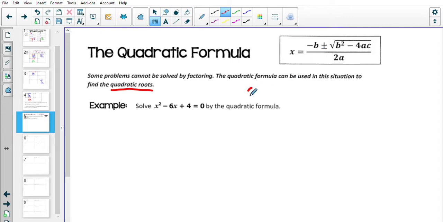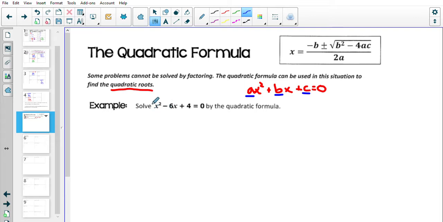Now, what this all comes from is our standard form of our quadratic equation. Now remember, standard form, like we talked about, is ax squared plus bx plus c, and remember, in our case here, because we're solving, we set it equal to 0. So if we have our equation in standard form, then we can use our values of a, b, and c to plug into this equation. So let's take a look at our example here.